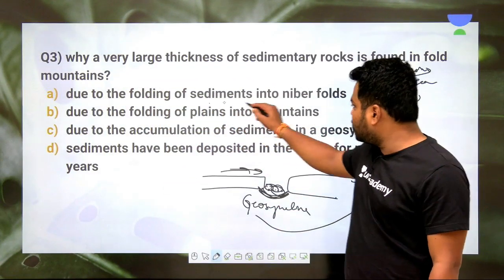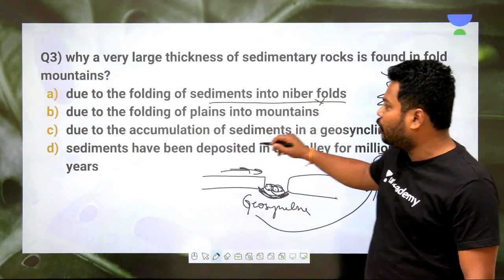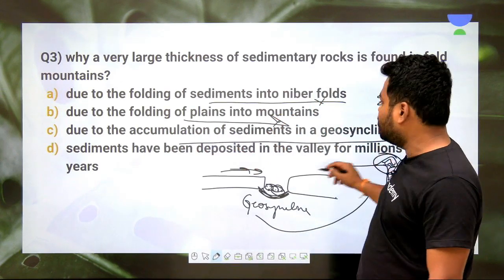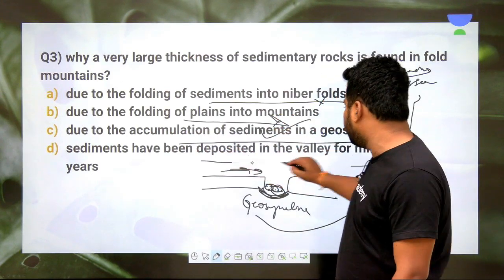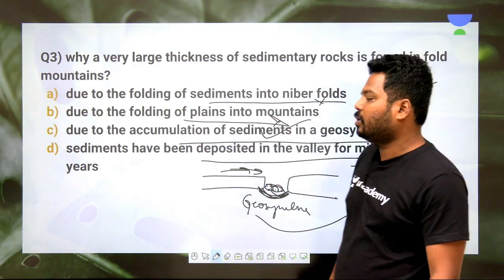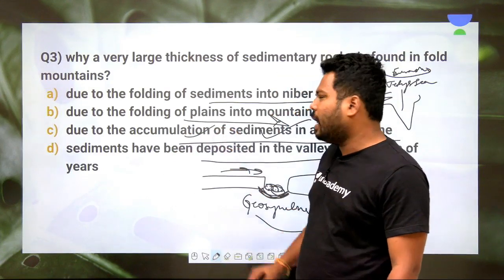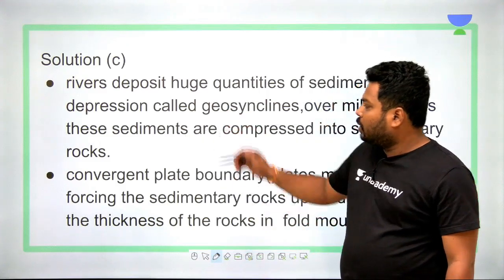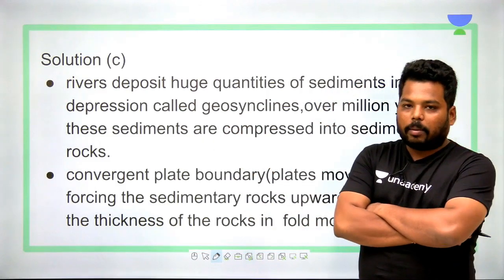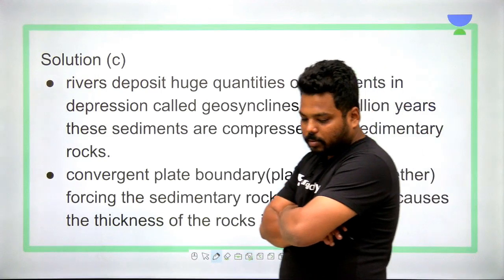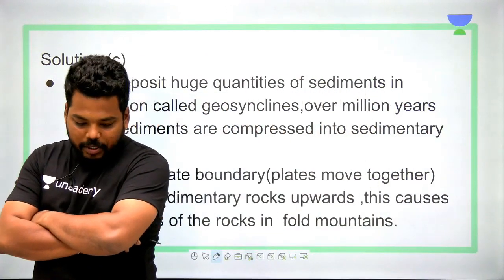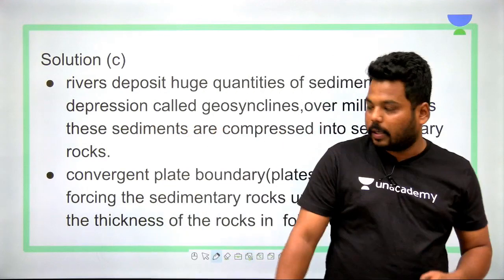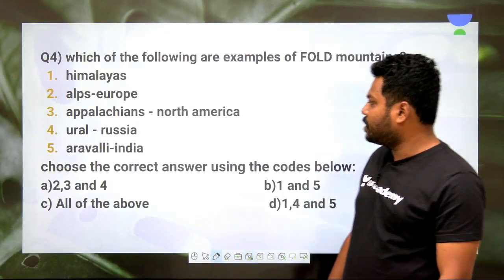Due to folding of sediments into neighbor folds, no. Due to folding of plains into mountains, no. Due to accumulation of sediments in geosyncline, yes. Sediments have been deposited in the valley for millions of years. Clear? So this becomes the appropriate, perfect option for this. Clear? So try to pause the video and see the solution which has been mentioned for each and every question. Done. Let's move into the next question.